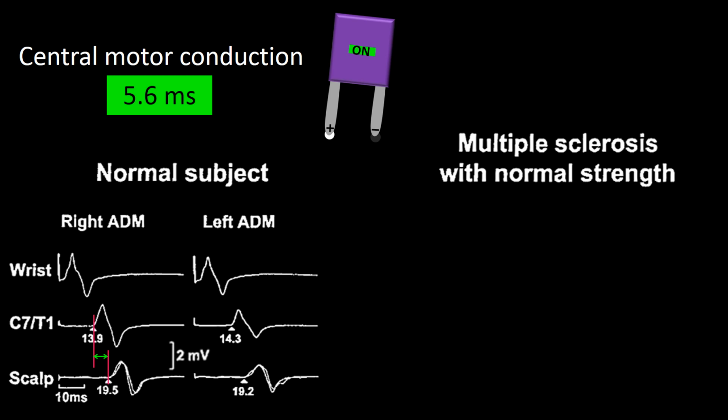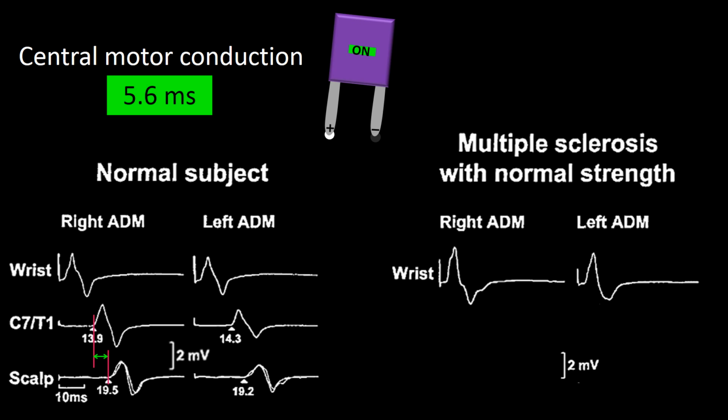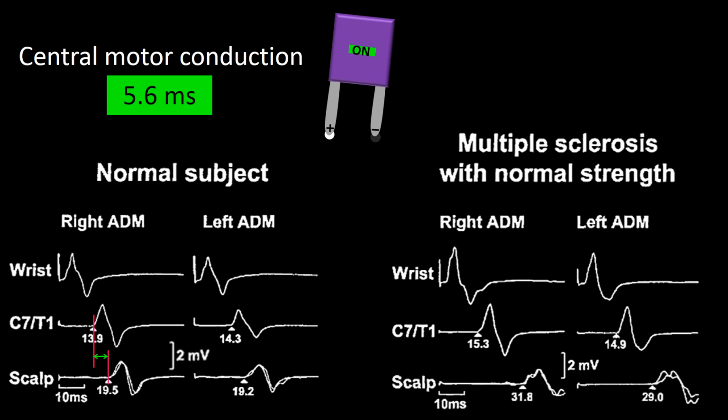The determination of central motor conduction can be used, but it is not diagnostic of multiple sclerosis. I have just introduced the wrist-generated potential in case of a multiple sclerosis patient that had normal strength. Now I have introduced the cervical generated potential, and now the scalp generated potential.